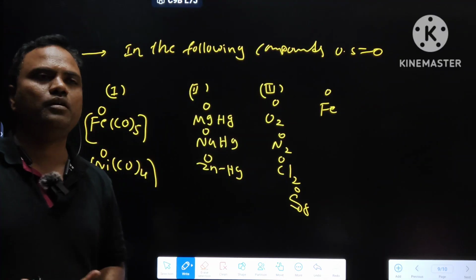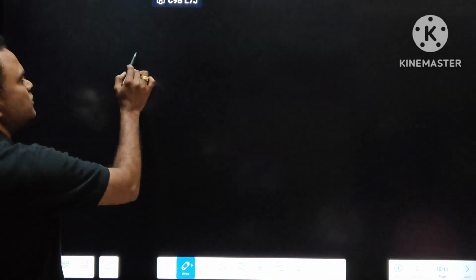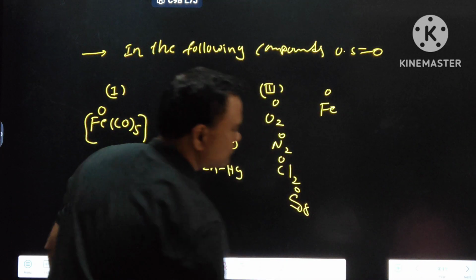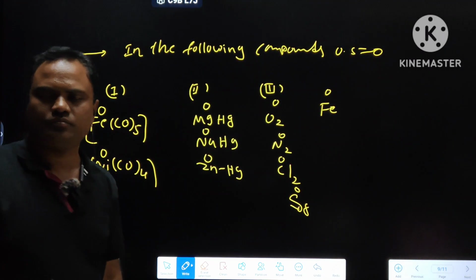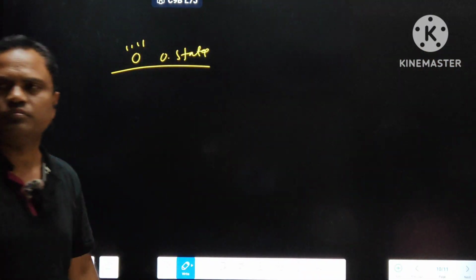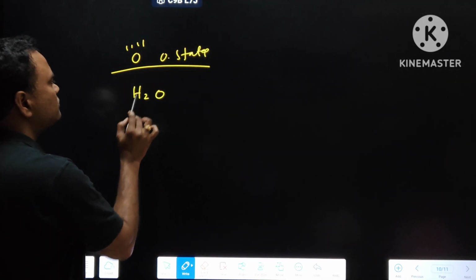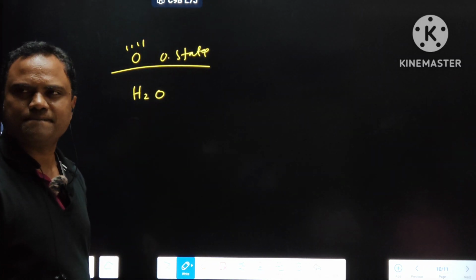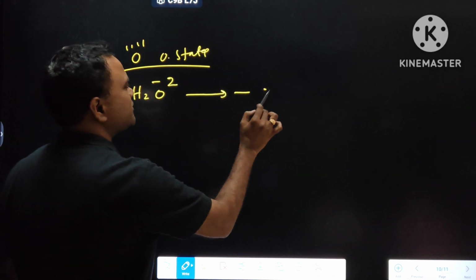Oxygen shows different oxidation states. Next, heading: oxygen oxidation states. In water, what is the oxidation state? What is oxygen's common oxidation state? -2. In water, oxygen's oxidation state is -2.